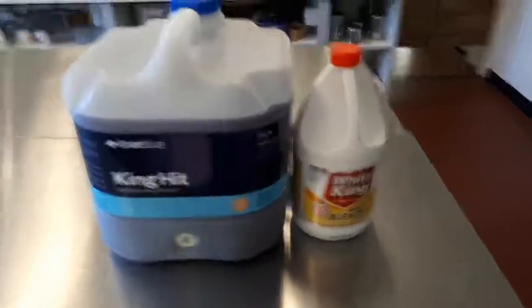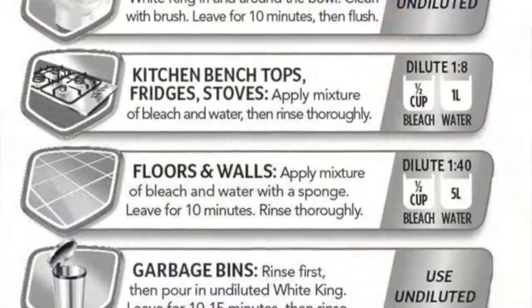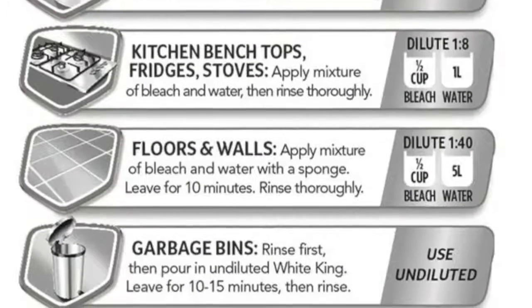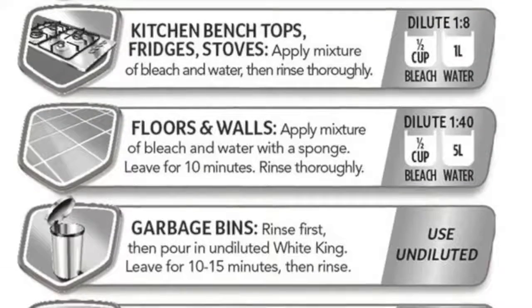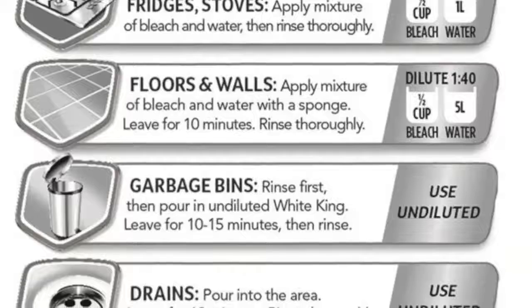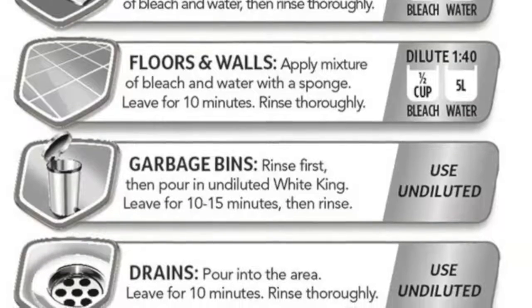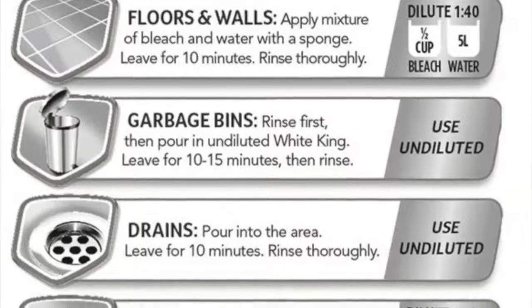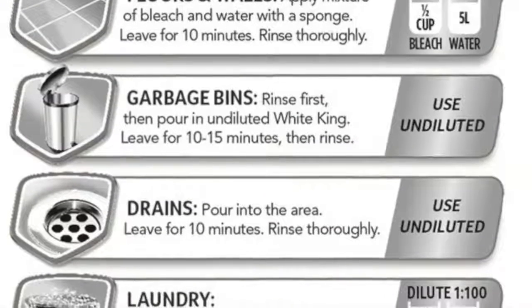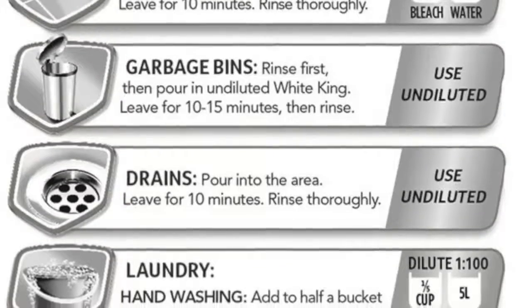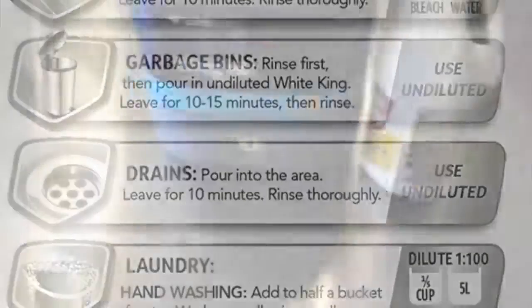So the first one I'll look at is the bleach. Most people know what bleach is. So the first thing I want to show you, I'll just zoom in, there we go, is the different ratios for different surfaces. Depending on the type of surface that you've got, you would either use it undiluted or in a diluted state. So 1 to 8 or 1 to 40. Now you see the bench tops, fridge and stove, it says 1 to 8. So that's the dilution that I want to talk about today for sanitising surfaces.